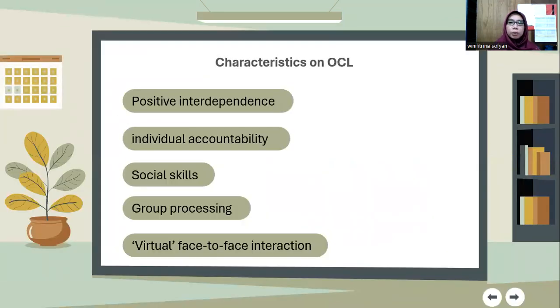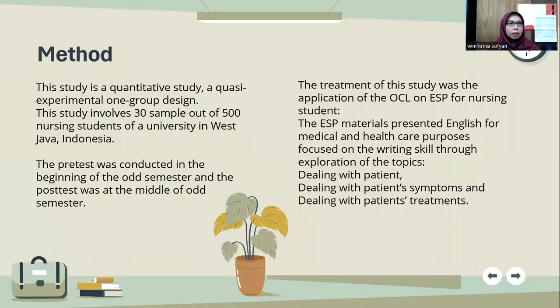The characteristics of OCL are, of course, the same as traditional cooperative learning. We have the positive interdependence, individual accountability, social skills, group processing, and virtual face-to-face interactions. The method: this study is a quantitative study, a quasi-experimental one-group design. This study involves 30 samples out of 500 nursing students of a university in West Java, Indonesia.